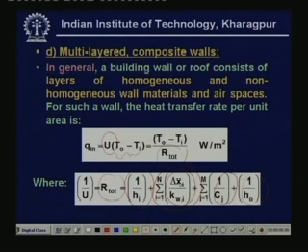Okay, so if you know the individual resistances, or if you know the properties of the individual materials, right, then you can calculate the individual resistance, and from the individual resistances you can calculate the total resistance, and from the total resistance you can calculate the overall heat transfer coefficient, and from the overall heat transfer coefficient and temperature difference you can find out what is the steady state heat transfer rate through a multi-layered or composite wall.